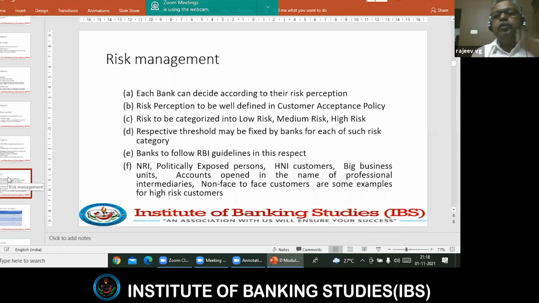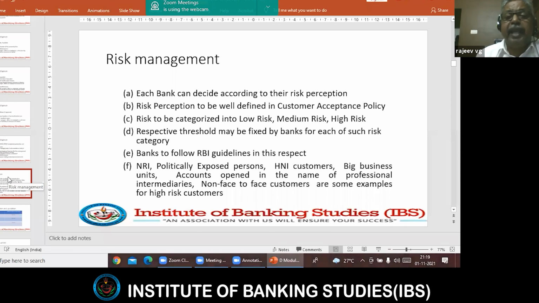Risk management. So we have seen customer acceptance policy, customer identification procedure, then risk management. Basically, how the customers are categorized based on the risk, what is the basis of classification, all those things will be available in the customer acceptance policy.